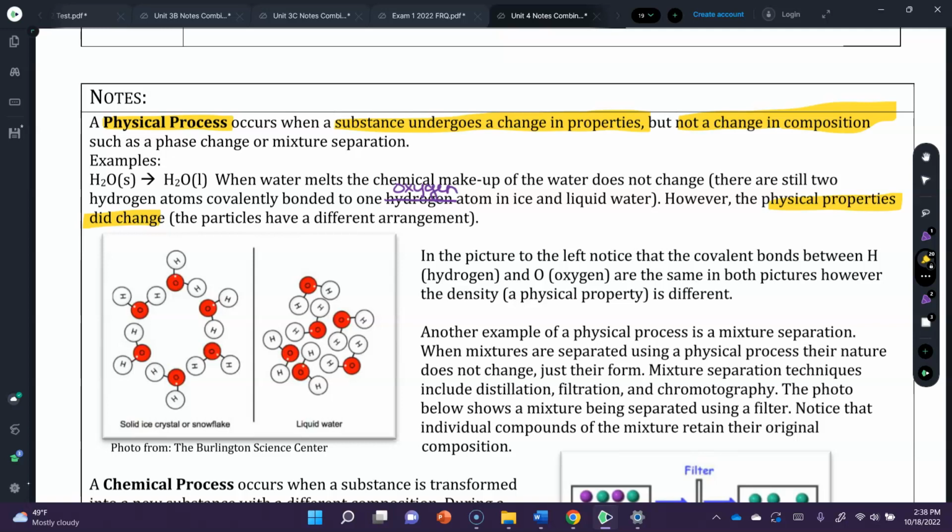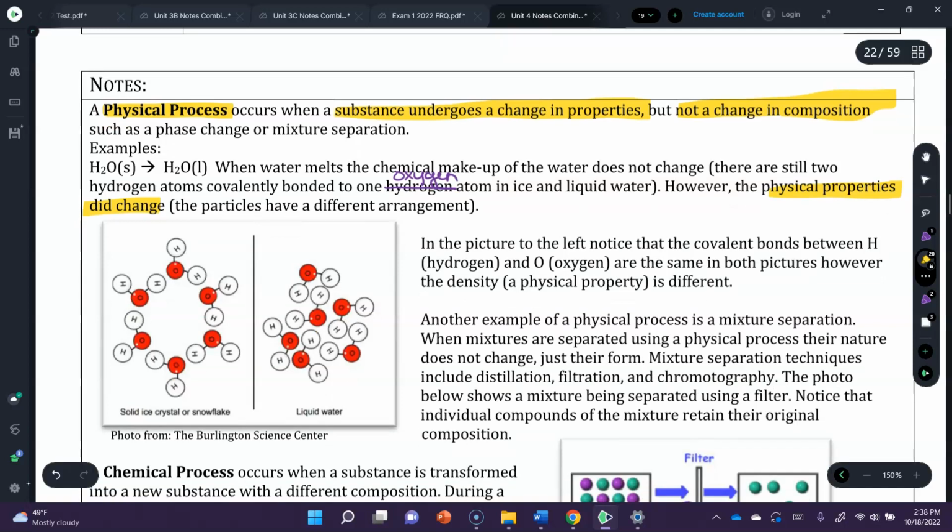In the picture to the left, notice that the covalent bonds between hydrogen and oxygen are the same in both pictures. However, the density, which is a physical property, is different. The density of solid water or ice is much lower than that of liquid water. So the density, a physical property, has changed.